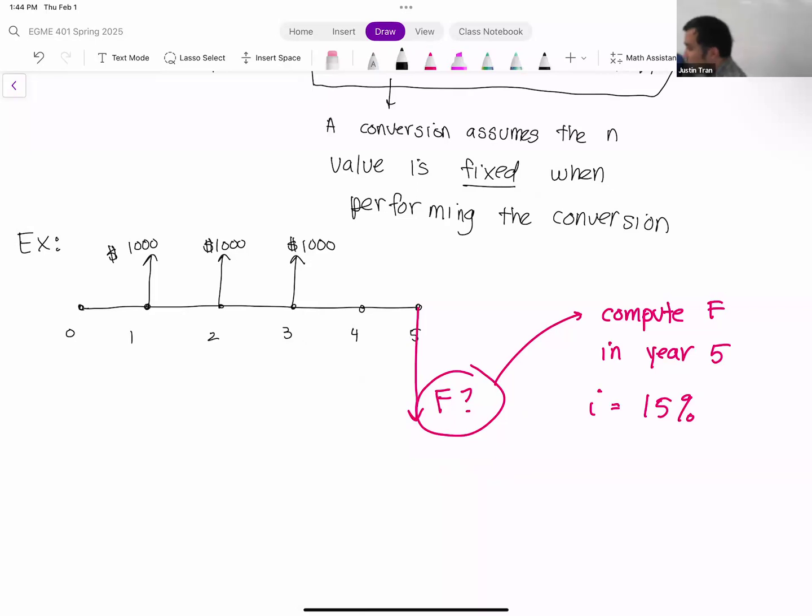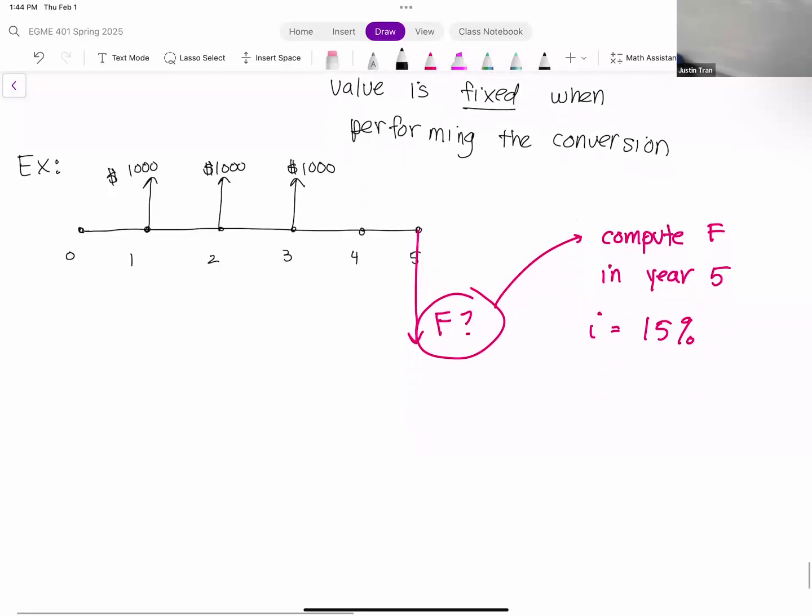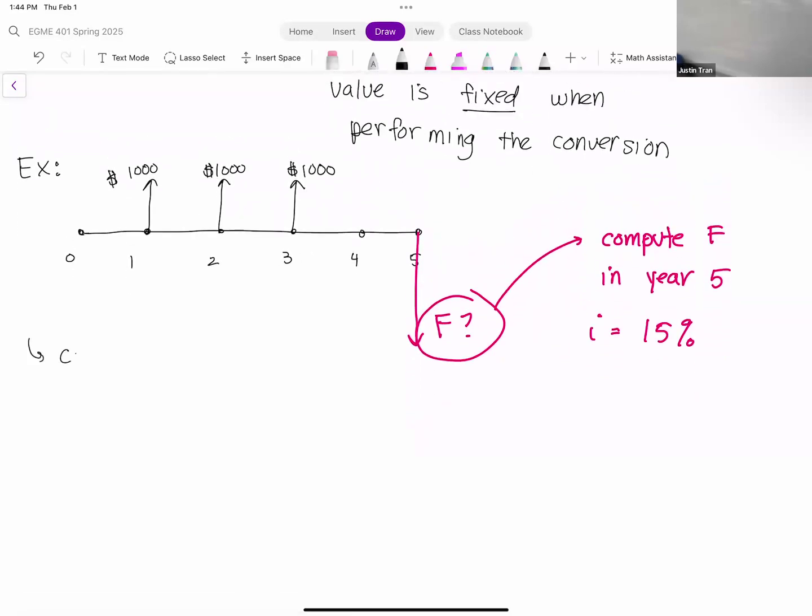So when you first look at this problem, it looks like a pretty standard cash flow conversion problem. We have a uniform series, and we want to convert it to a future sum. You might say, oh yeah, we have a formula for this, the A to F formula. That formula is F is equal to A times the quantity (1 plus i) to the n minus 1, divided by i.